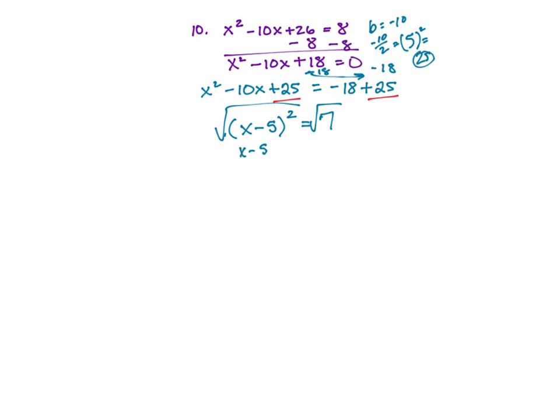X minus 5 equals, careful, plus or minus the square root of 7. Add the 5 to both sides. So my final answer is x equals, good, 5 plus or minus the square root of 7.